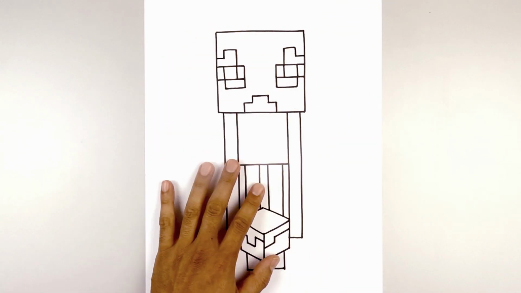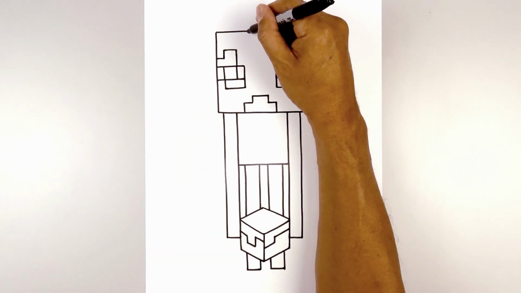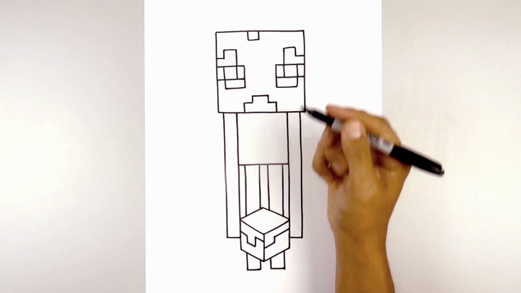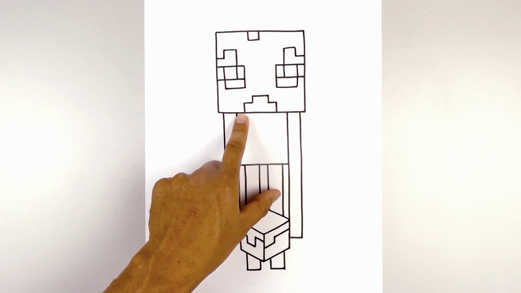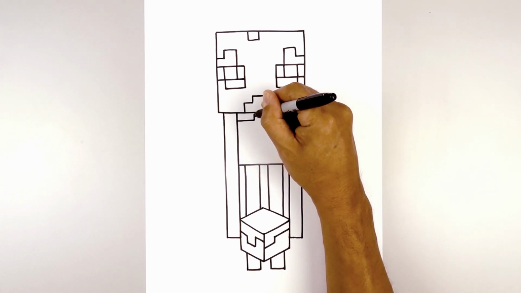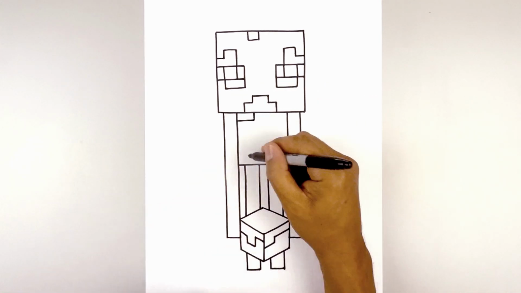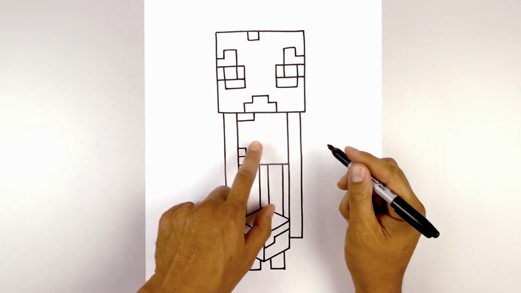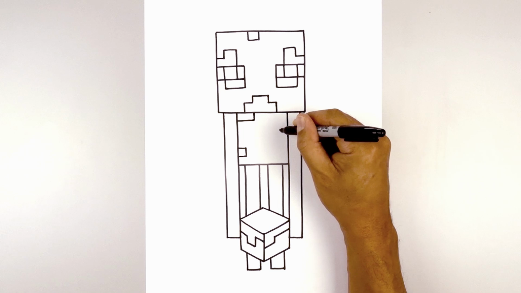Now I'm going to add some more random pixels across the body. Let's start at the top of the head and draw a square on the top. Let's add one on the left side of the body. Come in with a long line and go up. Add a cube down here. And then we'll add one over on the right side just to balance this out.